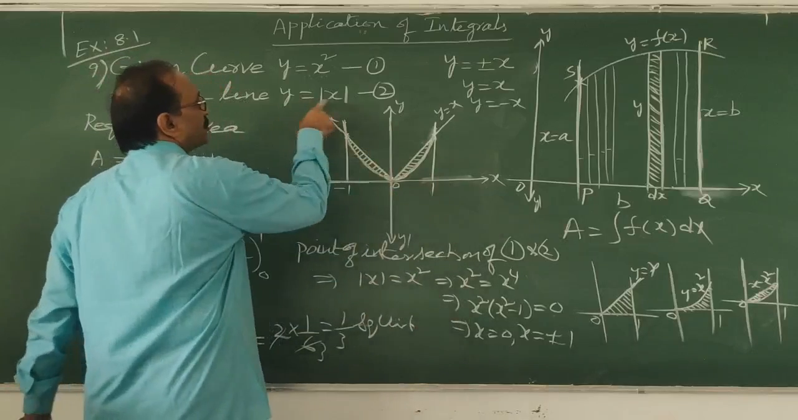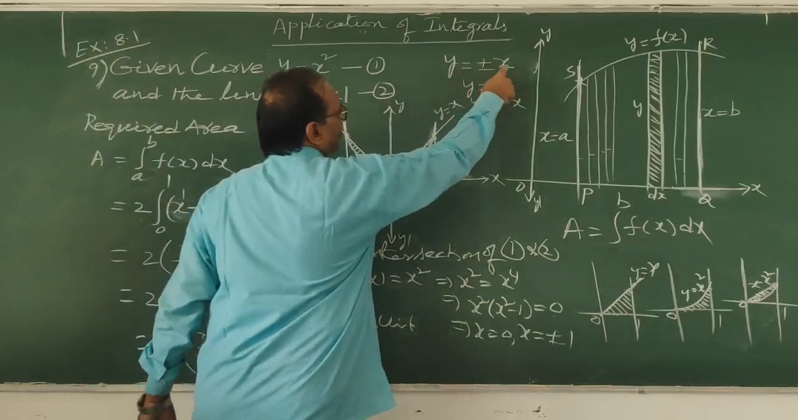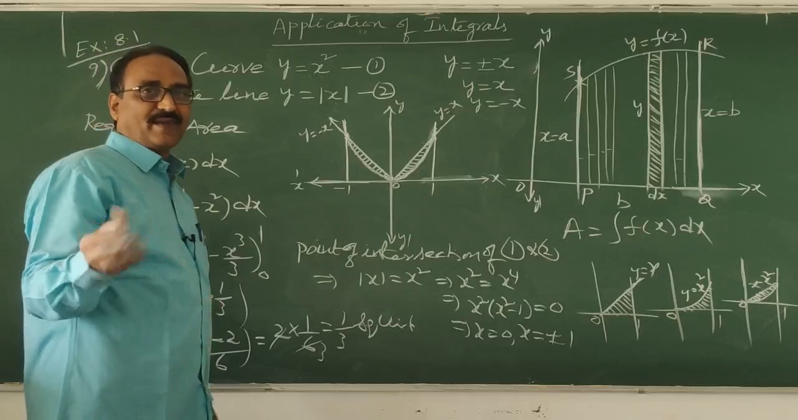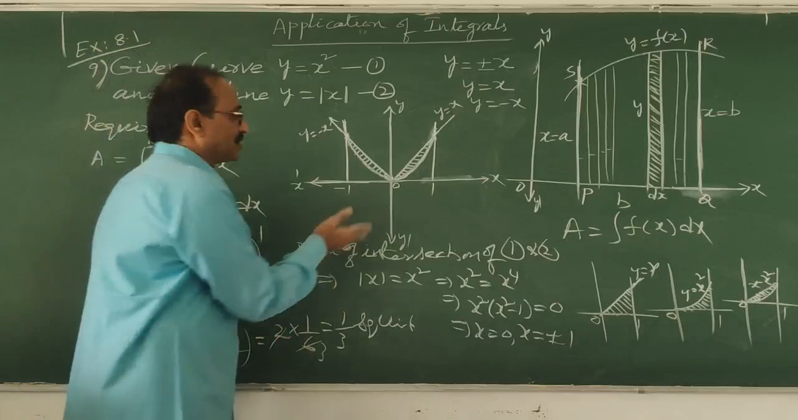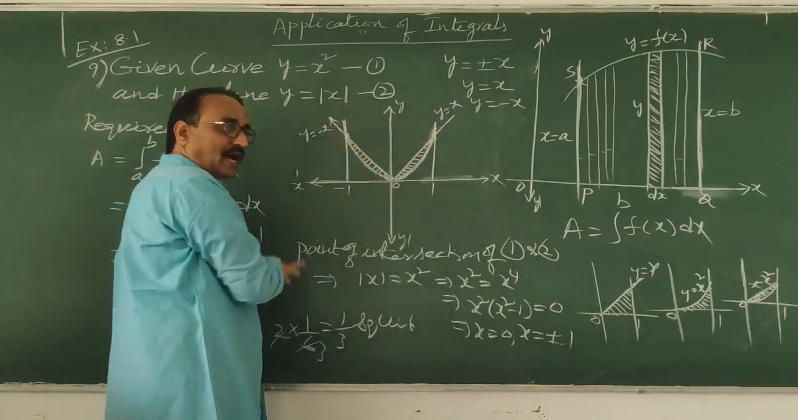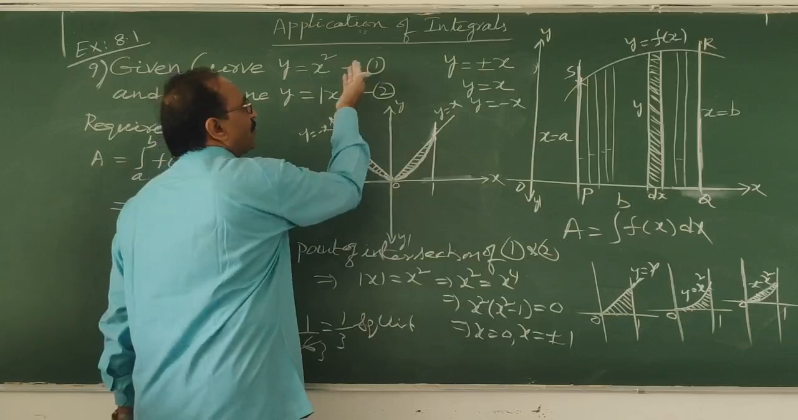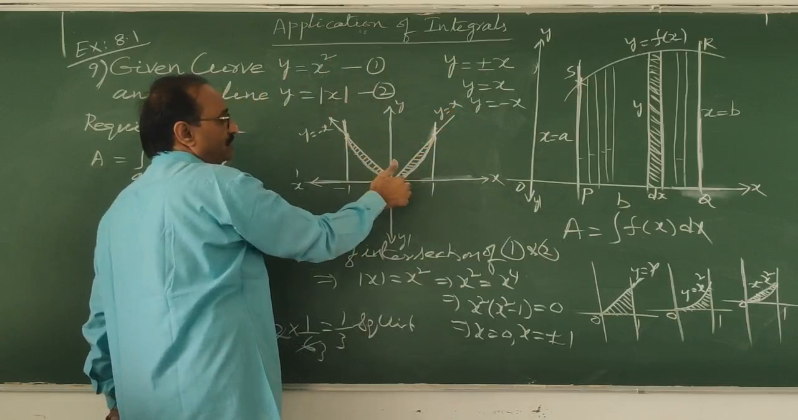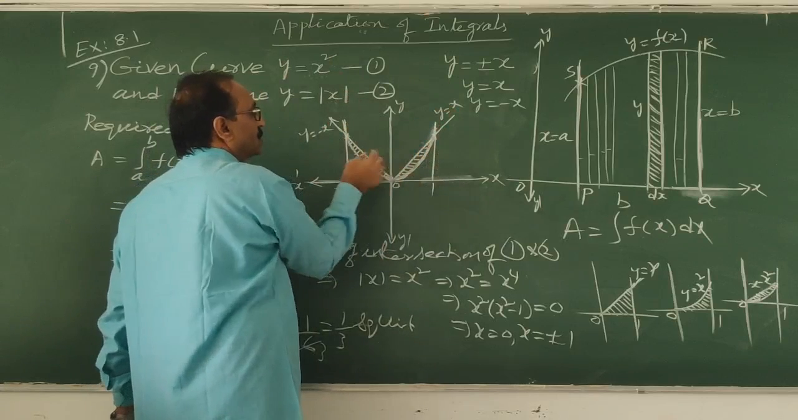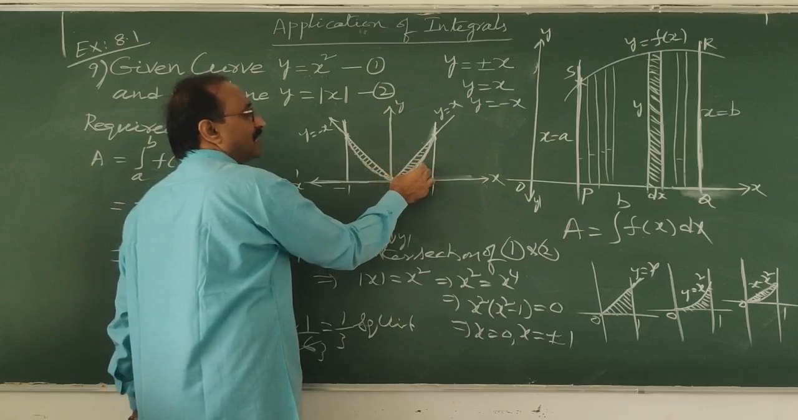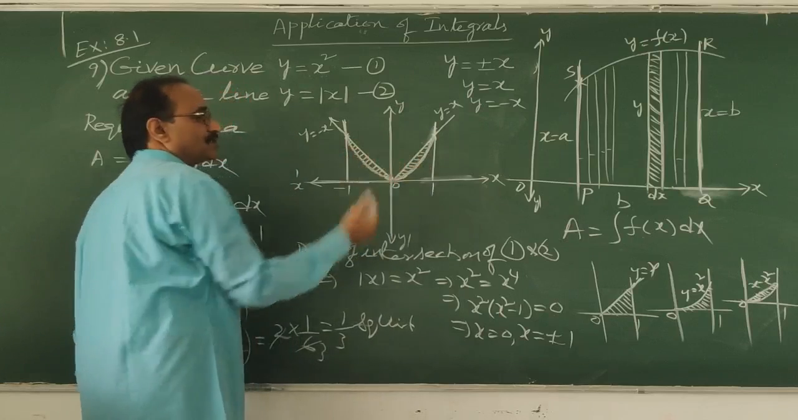Because I know y is equal to mod x means y is equal to plus or minus x. From childhood onwards I studied y is equal to mx, a line passing through the origin. That's why I immediately wrote it. y is equal to minus x, a line passing through the origin only, on the opposite side. And x square is equal to 4y, I know from first year conics. These two intersect at these points. When you see here, these two are symmetrical. So if I find the area of this and multiply with 2, automatically this area will also come.